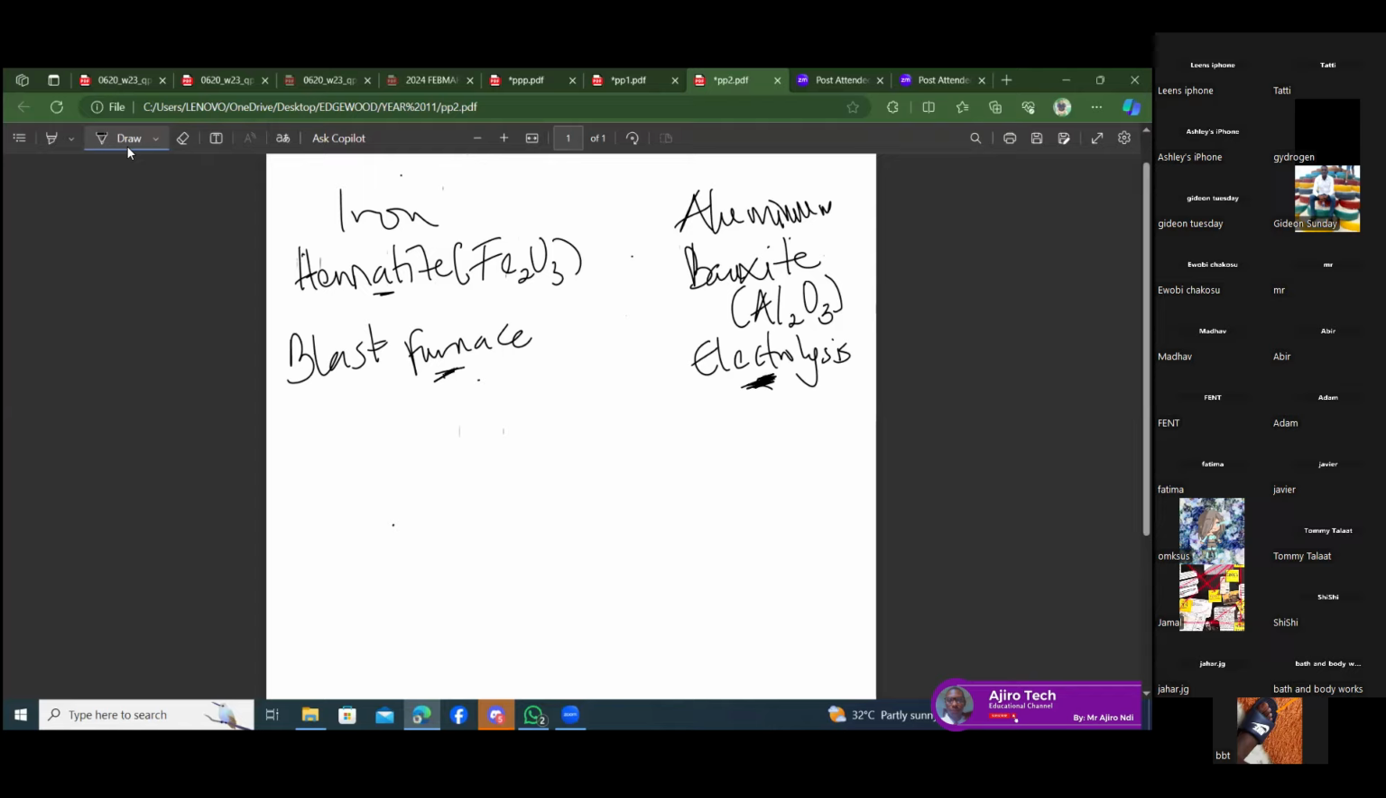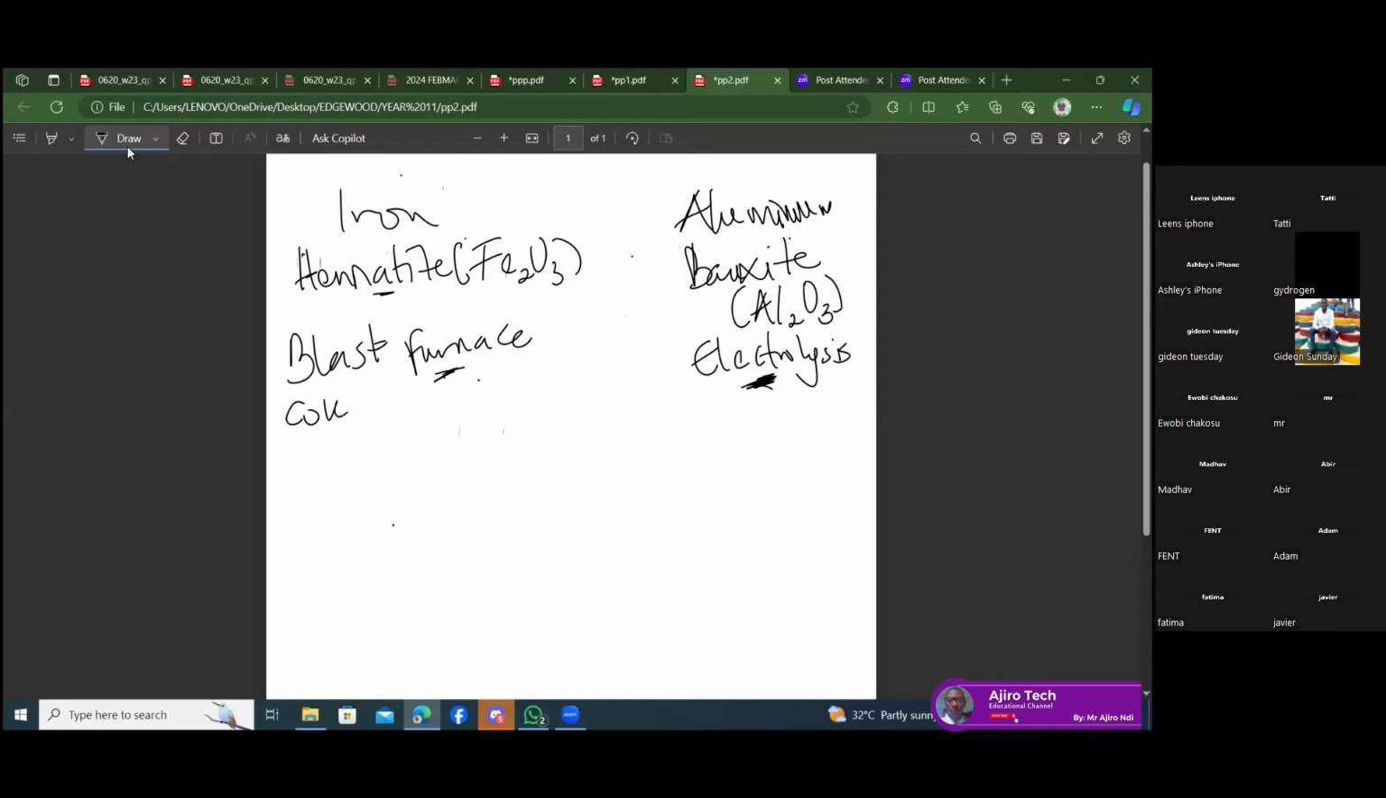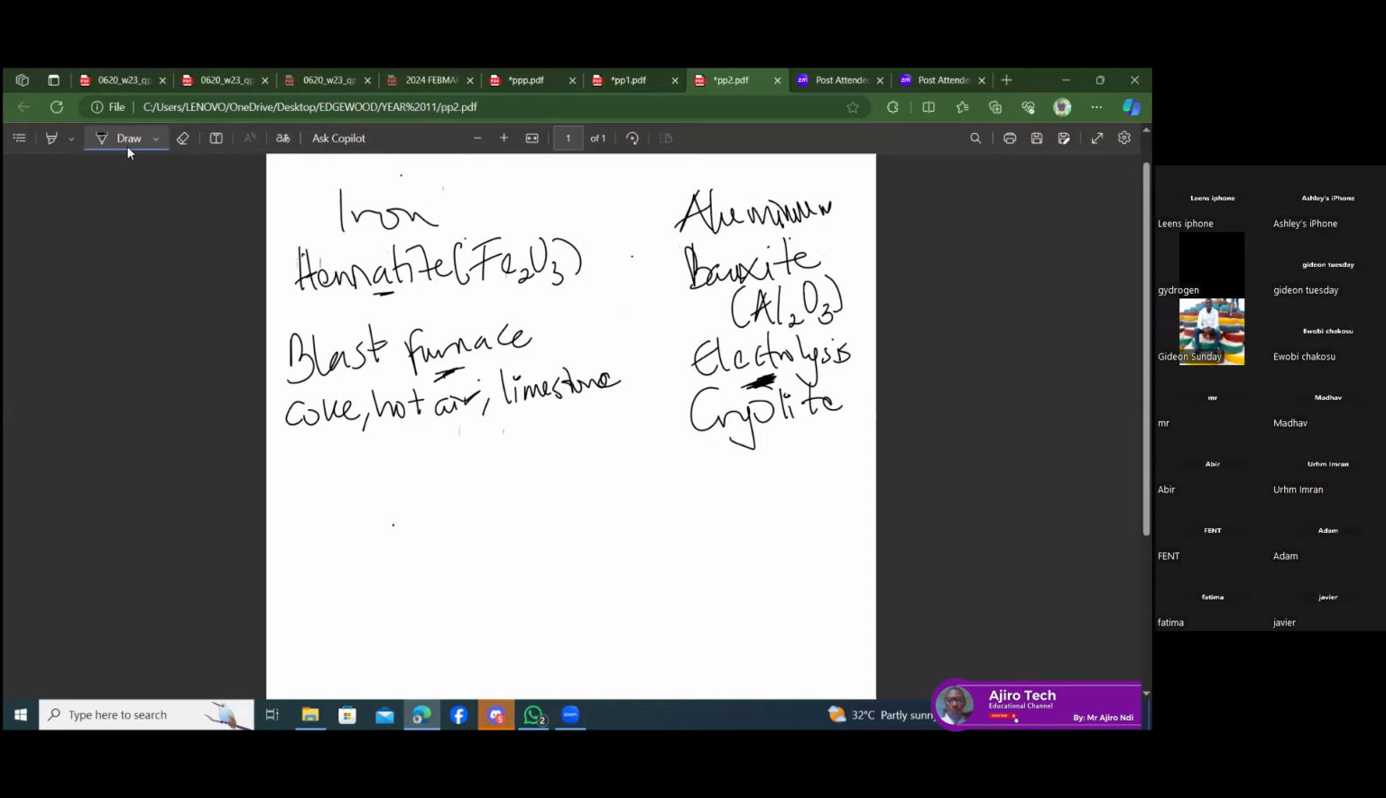Okay, so apart from the hematite as the ore, there are other materials that are added to the ore, such as coke. Hot air is introduced into the blast furnace. You also introduce limestone into the blast furnace. All right, so what you simply introduce into the process of aluminium is cryolite. So why do you introduce cryolite? Number one is to reduce the operating temperature. This is very important. Reduce the operating temperature. That is why you add the cryolite.